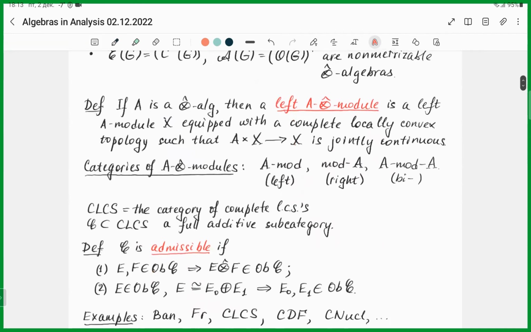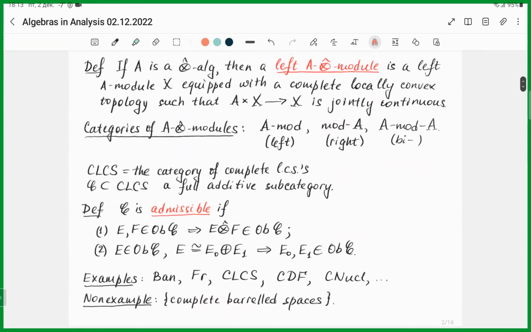Now, if the underlying locally convex space of our algebra has some nice linear topological properties, then it is natural to consider only those topological modules whose underlying spaces have the same linear topological property. And formally, this can be achieved as follows. So first we consider the category of all complete locally convex spaces. And suppose that we have a full additive subcategory in this category. And we say that this subcategory is admissible if it is stable under completed projective tensor products and under topological direct summands.